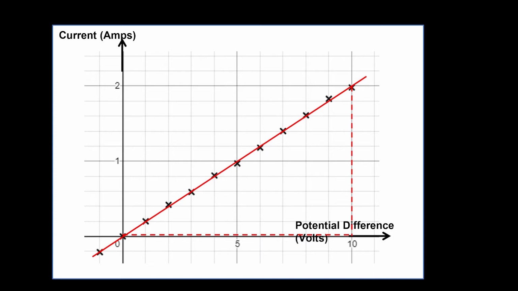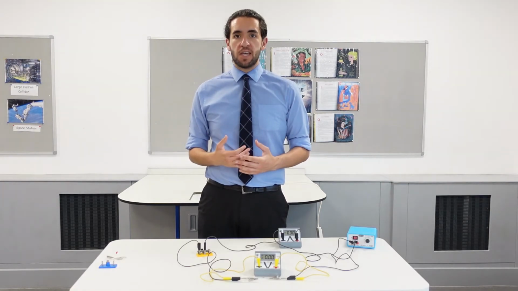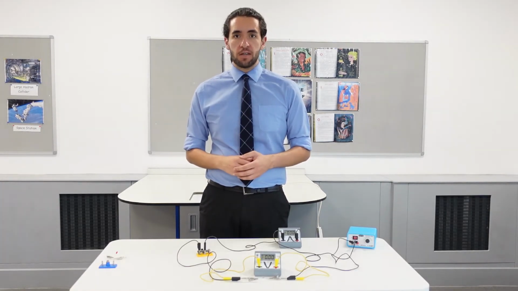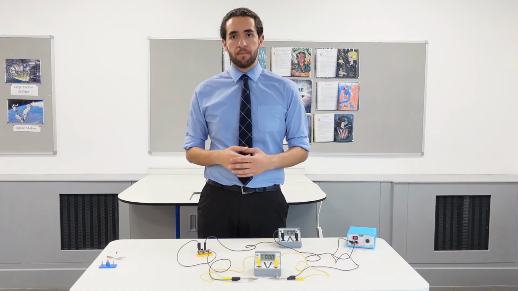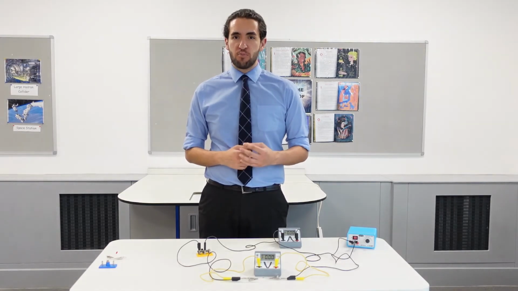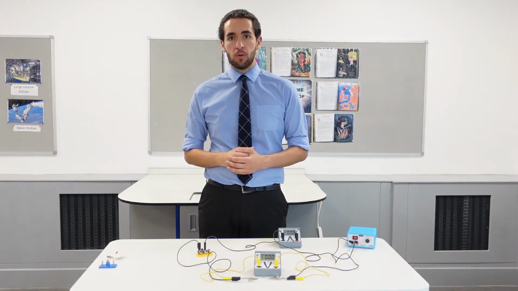For example, here I can construct a triangle to show that the change of 10 volts caused the current to increase by approximately 2 amps. The gradient of the line is therefore 0.2, 2 divided by 10, but the resistance is equal to 1 divided by 0.2, which gives 5 ohms. And what we found is that taking positive and negative readings for the potential difference and current, we find a directly proportional relationship between the two.